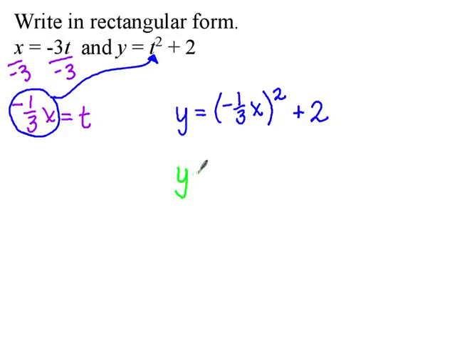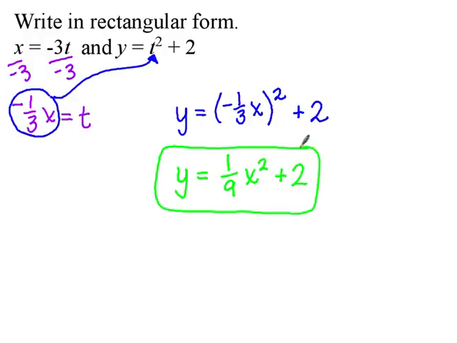So if I square negative 1/3, I get 1/9 x squared plus 2. And there you go. That is writing it in rectangular form. So all you did is go to the x equals equation, solve it for t, and plug it into the y equation. What you do here is distribute that square to each of those individual terms, so you end up having 1/9 x squared plus 2.